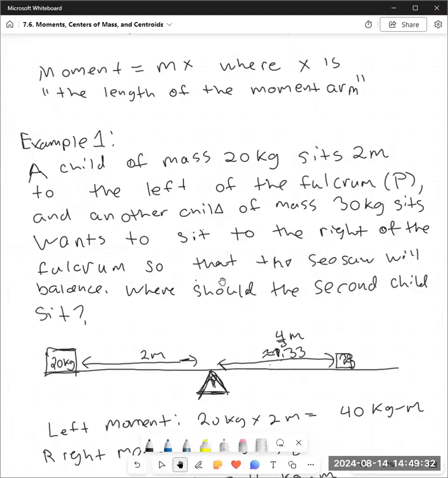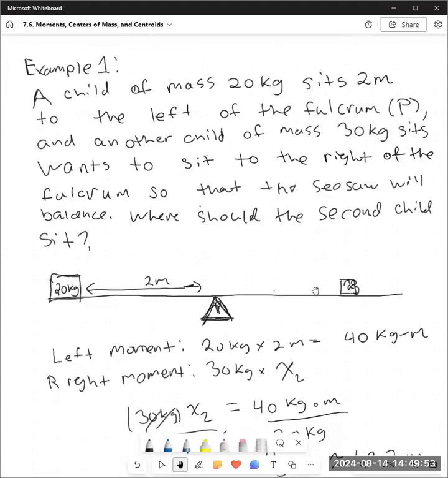And another child of mass 30 kilograms sits to the right of the fulcrum. Get rid of the answer here so we can solve for it. So it's to the right of the fulcrum so that the seesaw will balance. I already know that the 30 kilogram child needs to be sitting closer, so I kind of drew it that way in the picture.